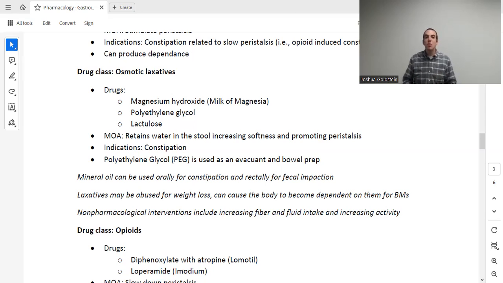Laxative may be abused for weight loss. Not only that, it may be abused by people that think or actually do need it to have continuous bowel movements, and they say that as soon as I stop taking it, I develop constipation.